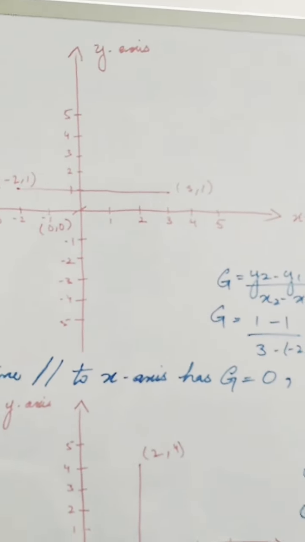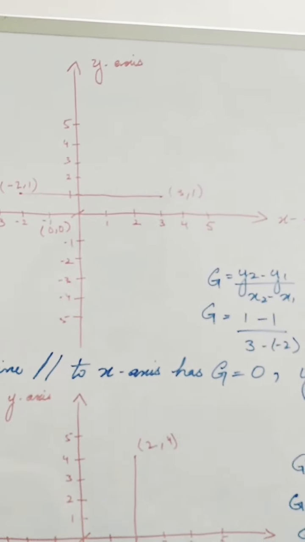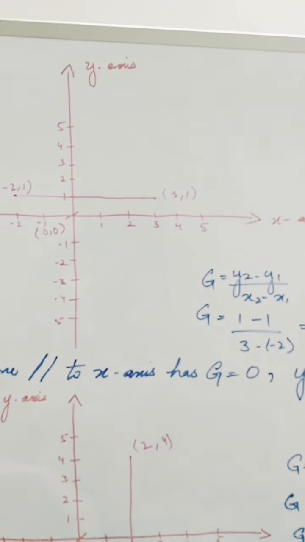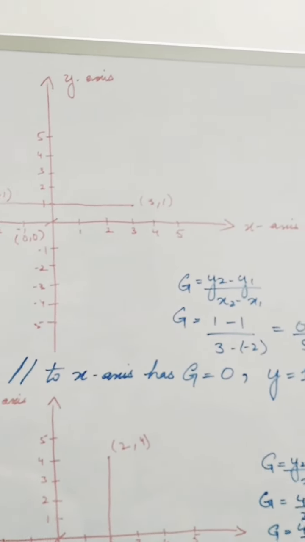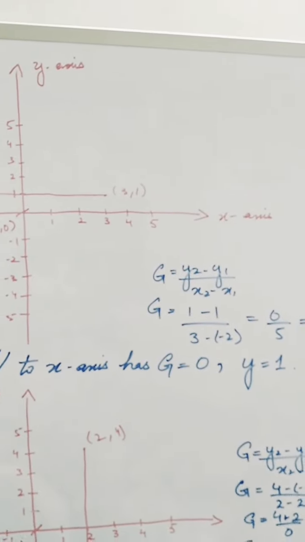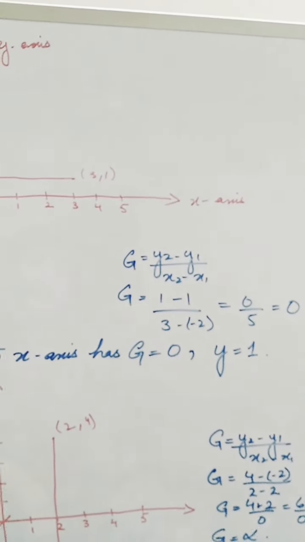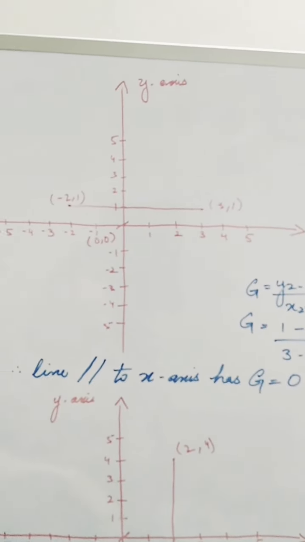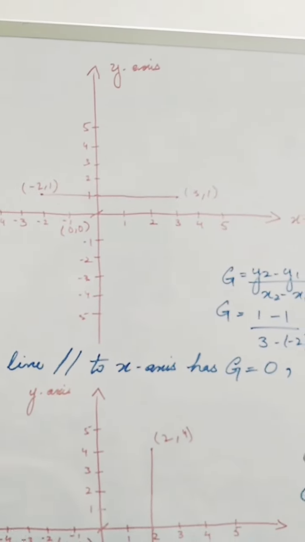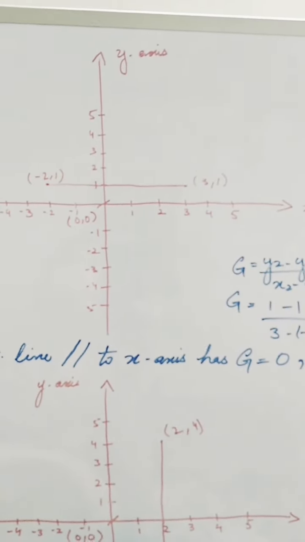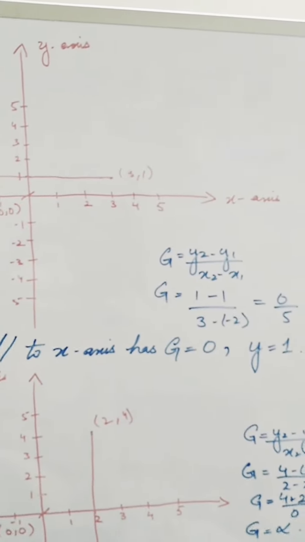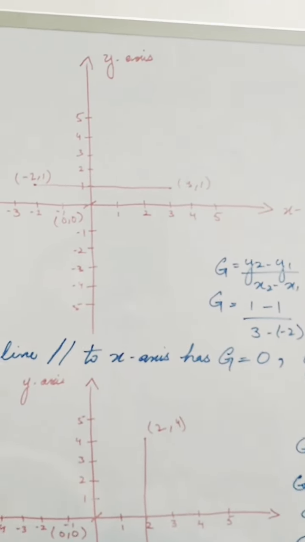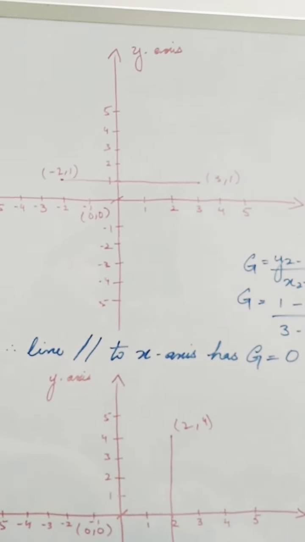From the given formula of the gradient, if we find out the gradient of this line, it comes out as (1 minus 1) over (3 minus -2), which means 0 over 5. And we know anything which is 0 divided by a number will become 0. So we can say that the line which is parallel to the x-axis has a gradient 0. Or this line is y equals 1, because for all the values of x, y is 1 for this line.